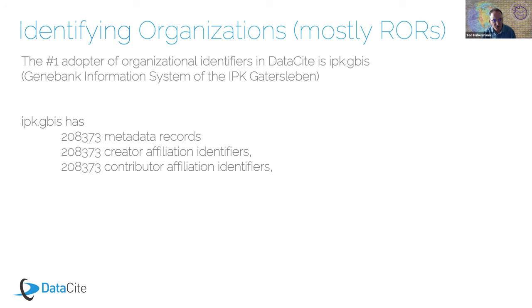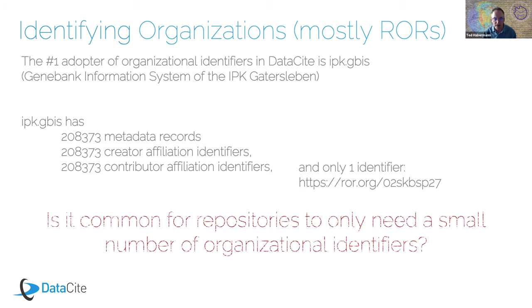And they actually have 208,373 metadata records and the same number of creator affiliation identifiers and the same number of contributor affiliation identifiers, which is, of course, sort of an interesting observation. But it even becomes more interesting because they actually only have one identifier that occurs 208,373 times in all of these records. So as someone who looks at data a lot, that was a very interesting and surprising observation for me.